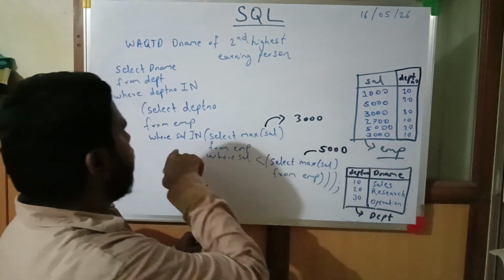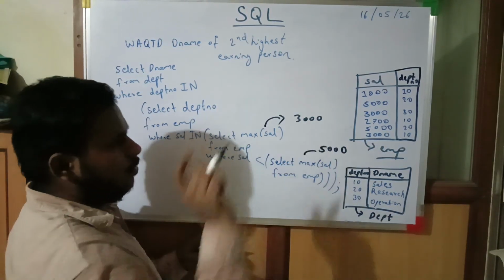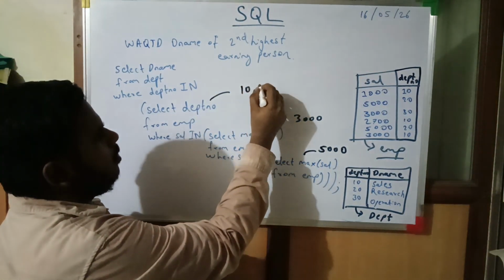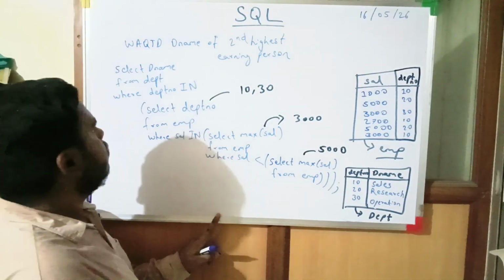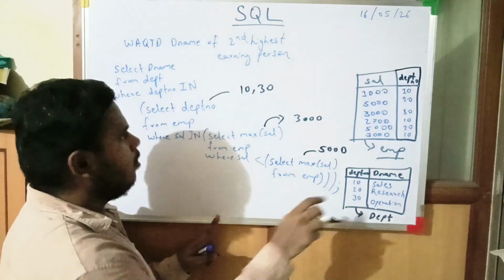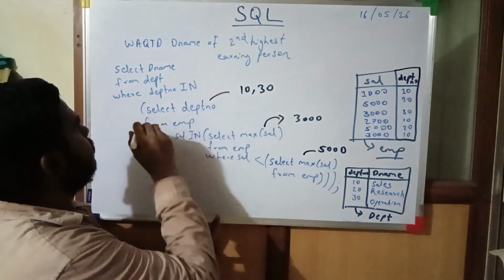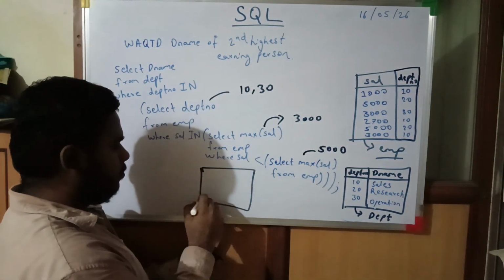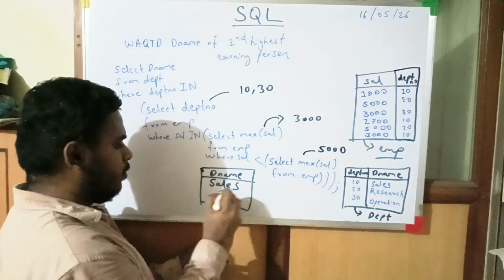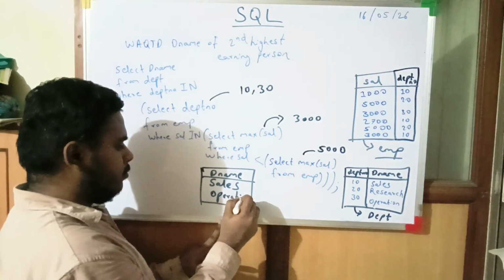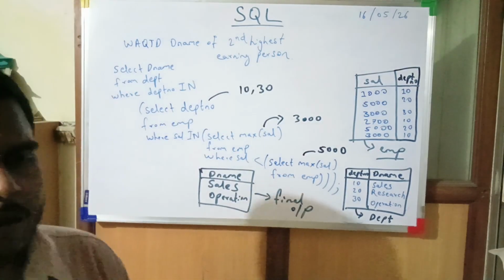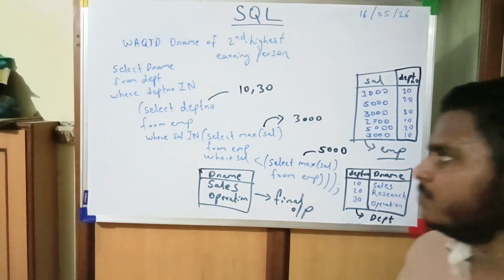Now, 3000 is working in which department number? Department number from EMP where sal in 3000: 30 and 10. So this will give me the output 10 comma 30. Yes. So I want the department name of employees working in departments 10 and 30. If you look at the table, 10 is sales, 30 is operations. So the final output I will get here is DName: sales, operations. This is how the query is working.